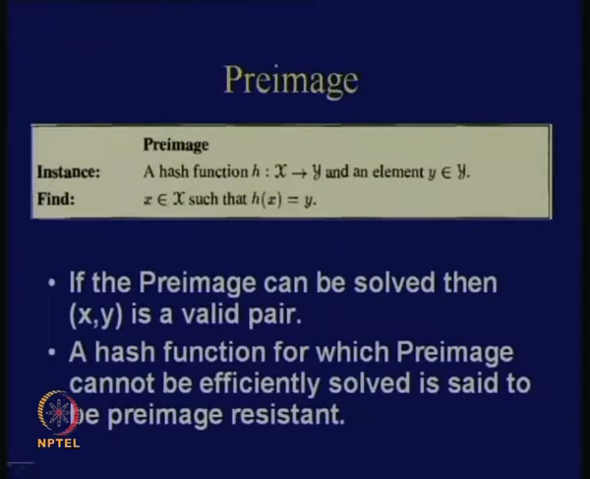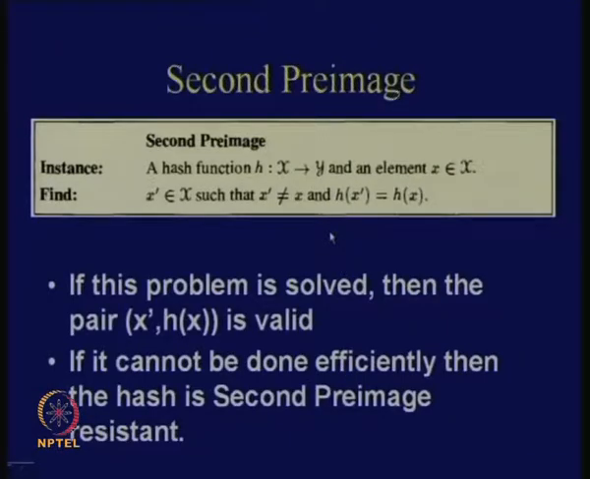We discussed what is meant by an efficient algorithm yesterday also. So the idea is that a hash function for which the pre-image cannot be efficiently solved is said to be pre-image resistant. That is one fundamental property which a cryptographic hash function must satisfy, because of its application. So this is one important definition. The other one is called second pre-image.